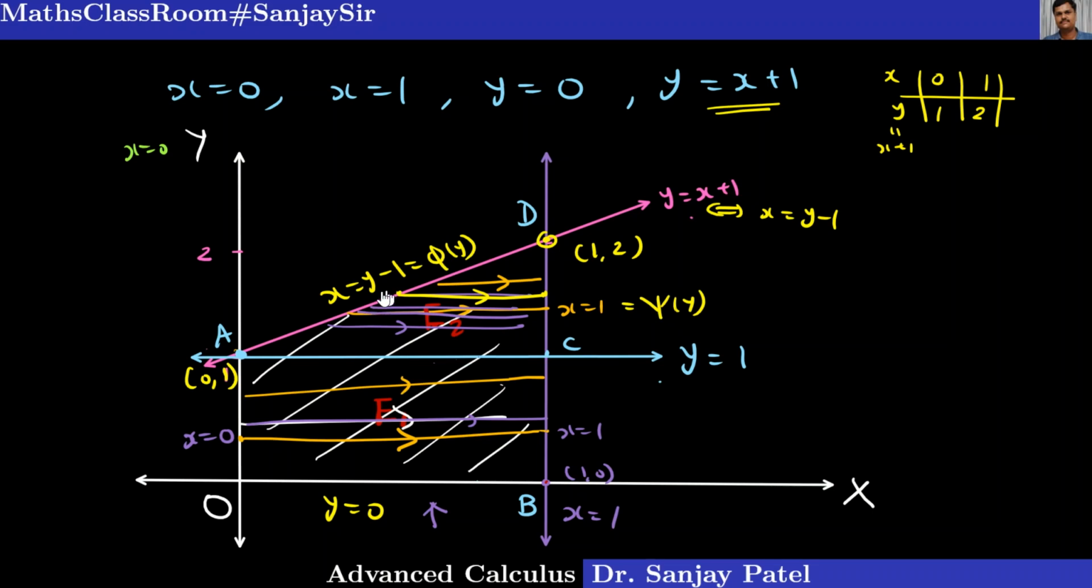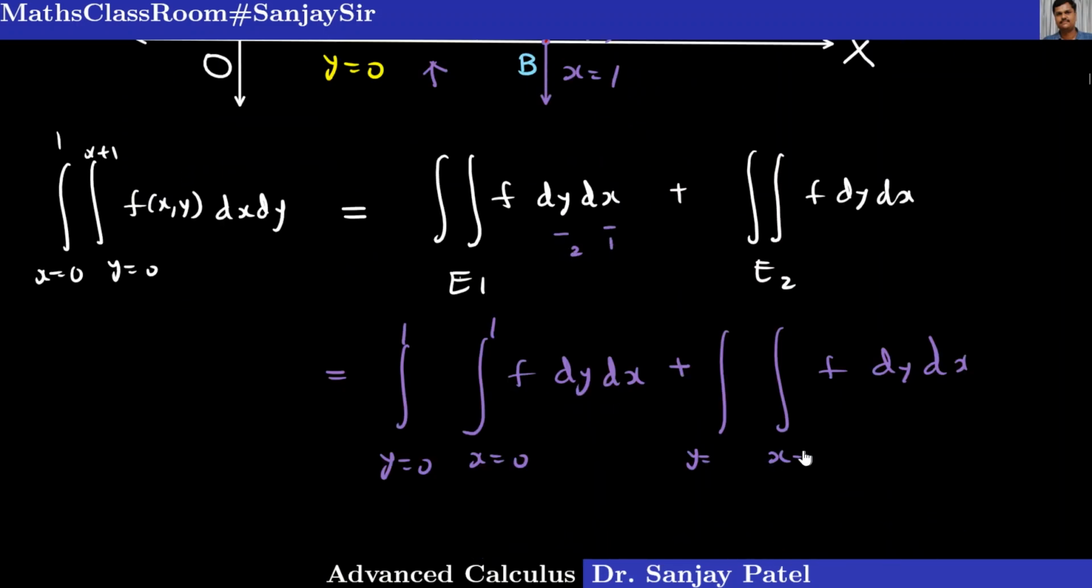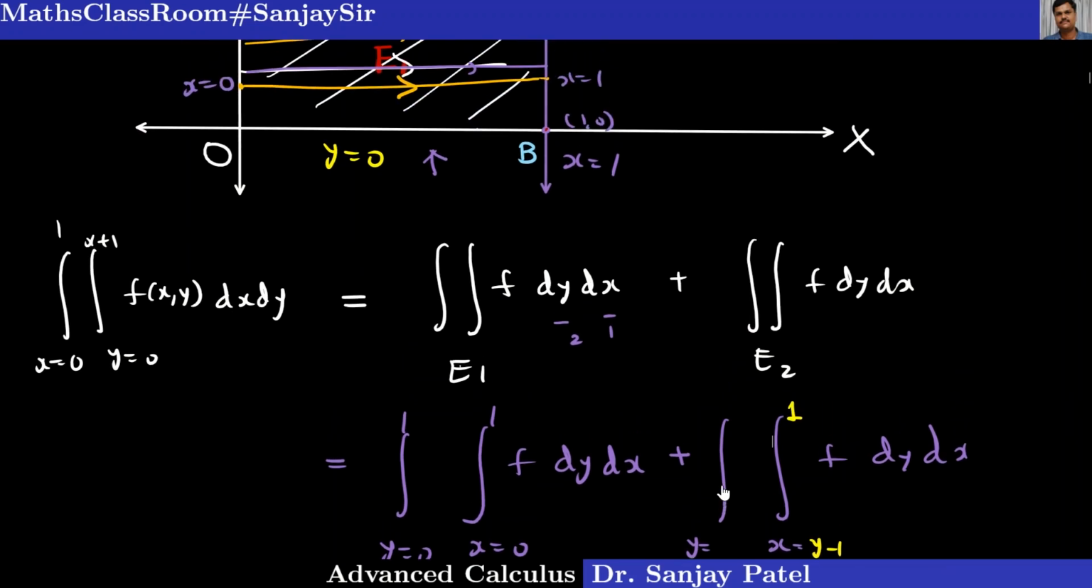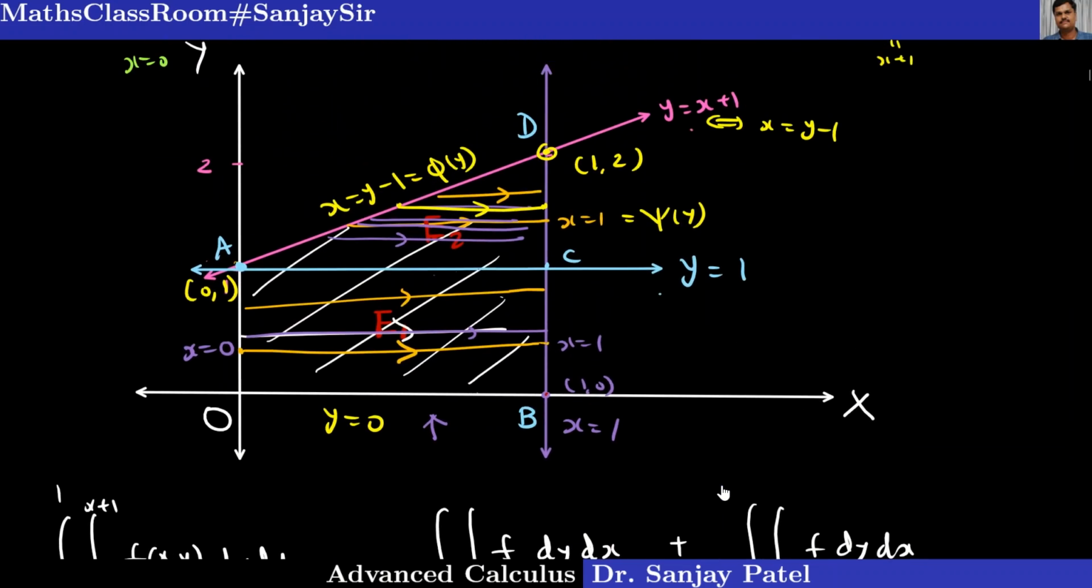So x changes from y minus 1 to x equal to 1, that is phi y to psi y, and that we are writing here, x is equal to y minus 1 to 1. Okay. And how does y change? What is the value of y, which are the constants? That you can find again by moving in the upward direction.